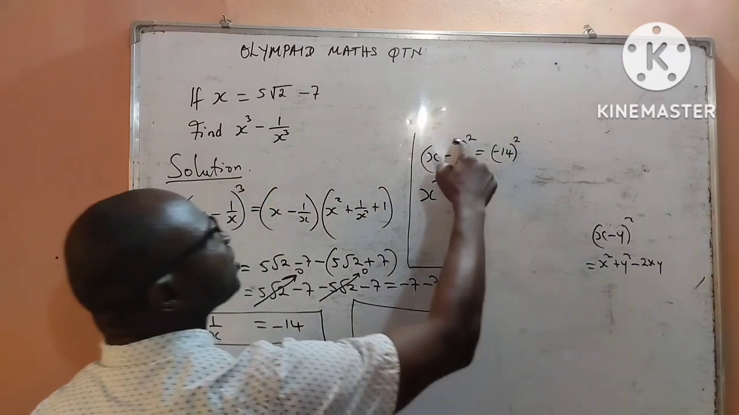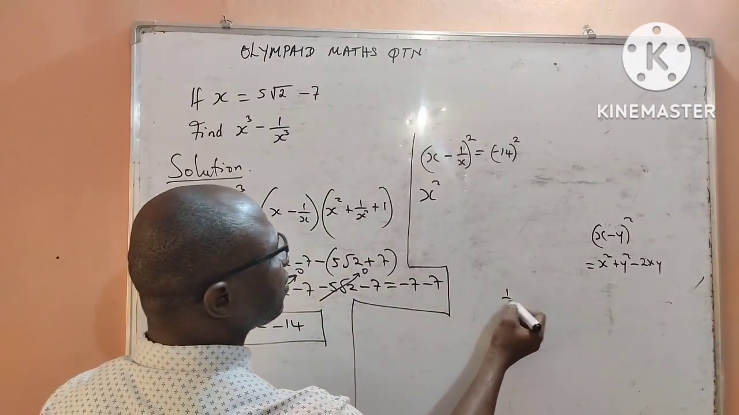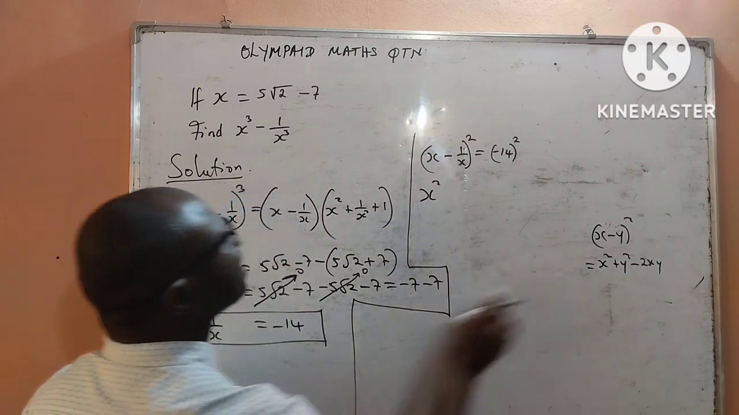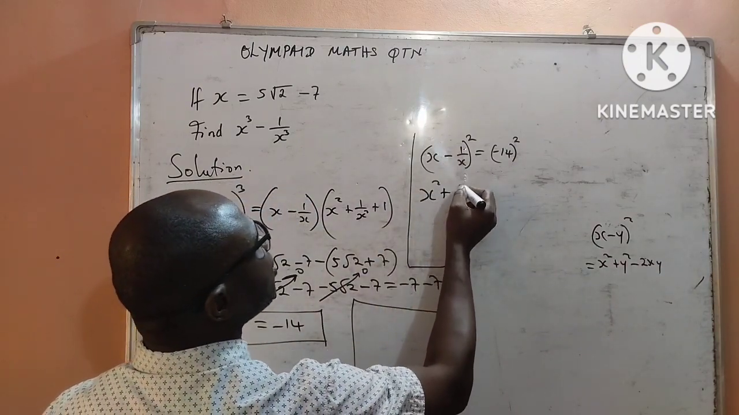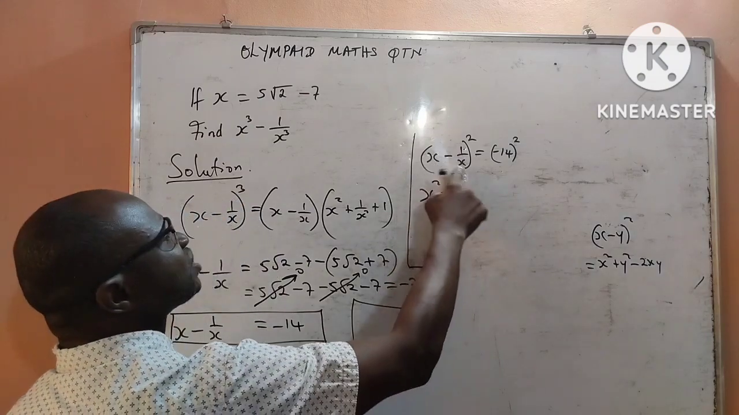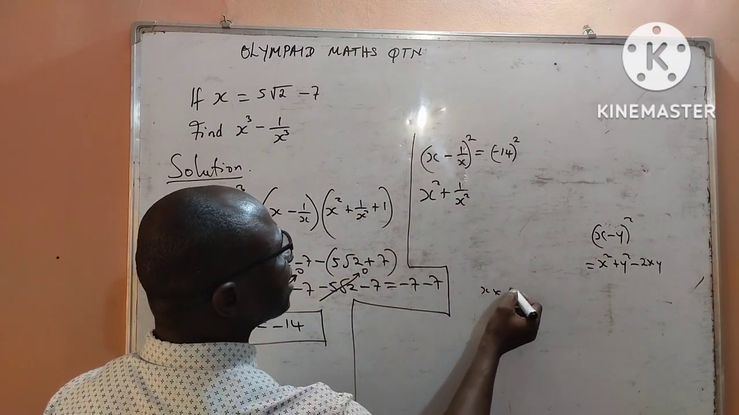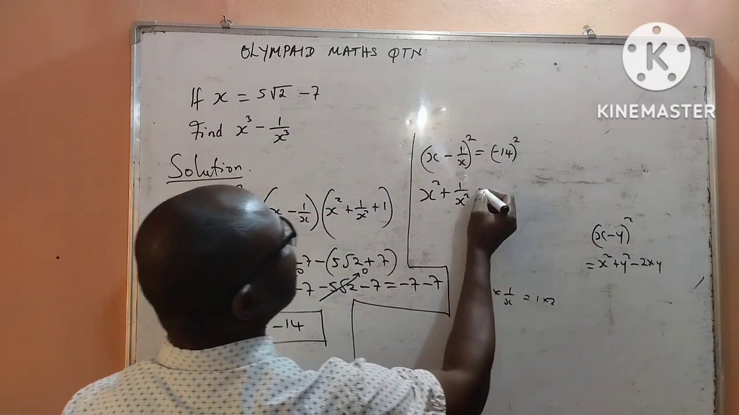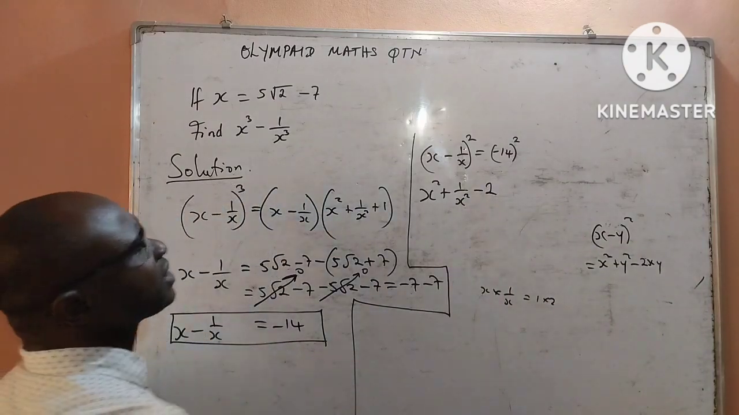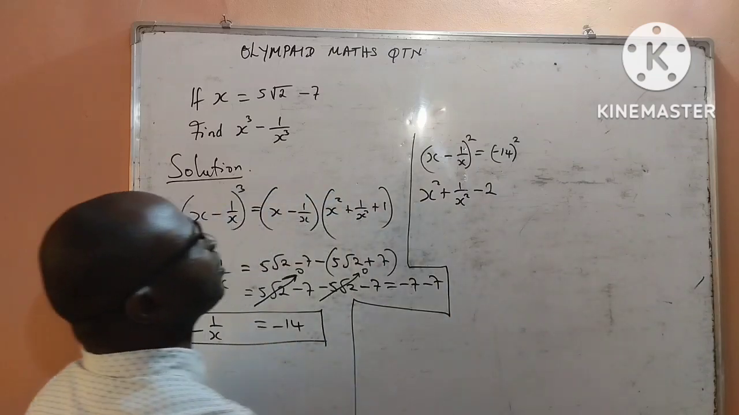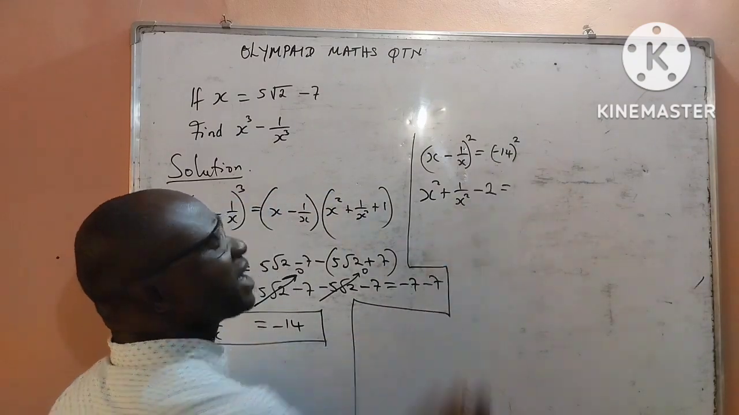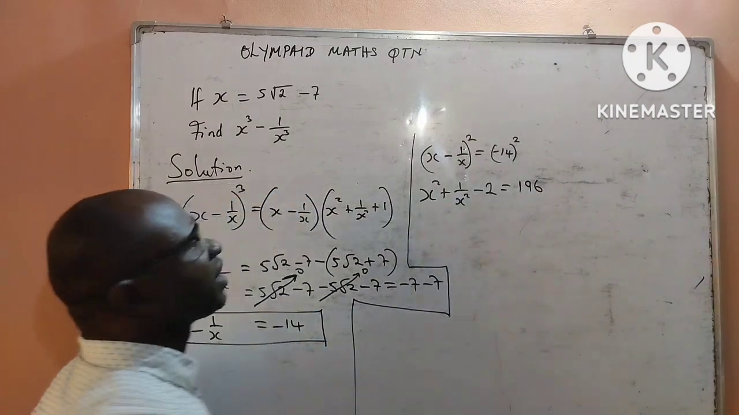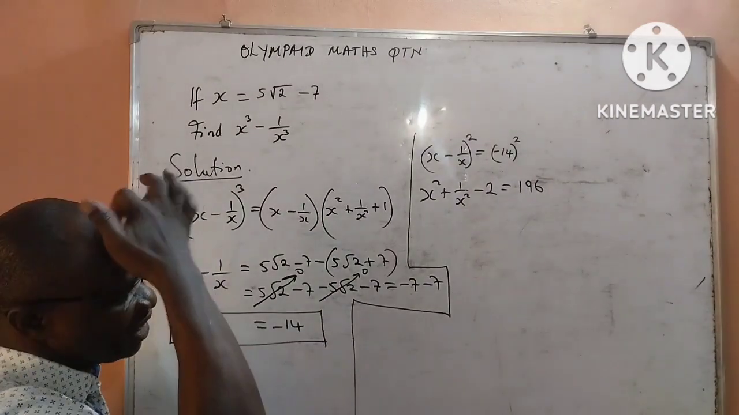Next, my y now is 1 over x, and 1 over x squared is the same thing as 1 all over x squared, meaning that I shall now write 1 all over x squared. Next is to multiply the 2 terms. When you multiply x by 1 over x, you get 1. Then multiply by 2, you get 2, but it is negative here, so I shall have minus 2. That is very beautiful. On the right hand side, I will now square negative 14, and 14 times 14 gives positive 196, because minus times minus gives positive.